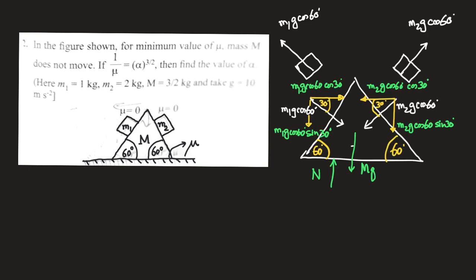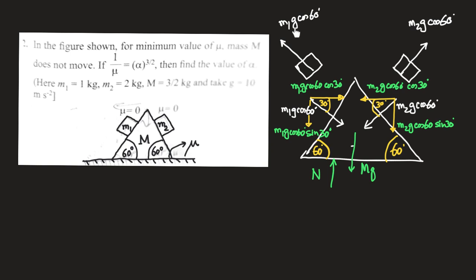In the figure, find the minimum value of mu for which the mass M, that means the wedge of mass capital M, doesn't move, and the masses are given. So let's draw the diagram. Now let's see the free body diagram of this block.